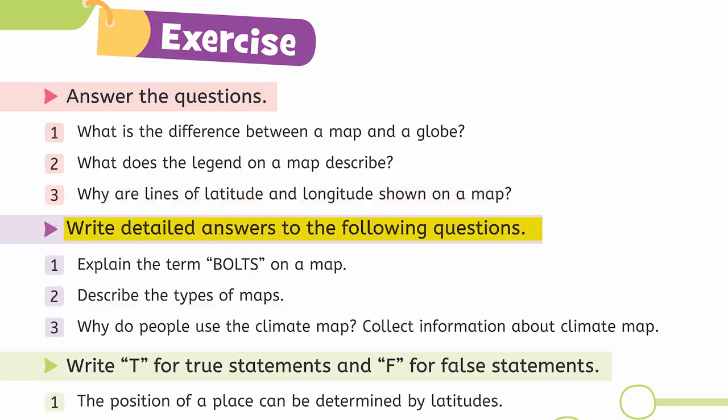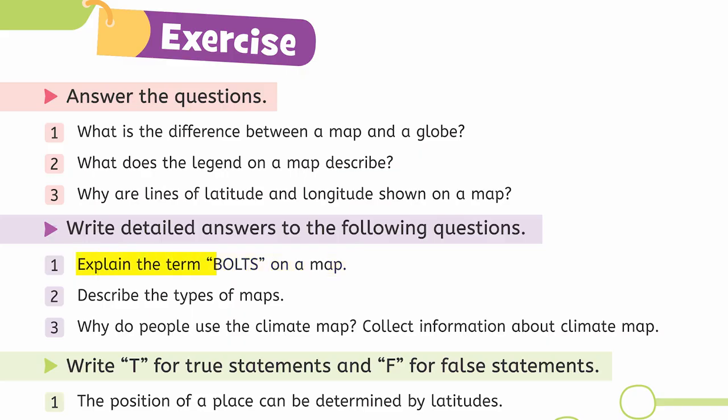Next is: write detailed answers to the following questions. Explain the term BOLTS on a map. BOLTS. To read the map, we need to understand its key elements. These important elements of a map can be remembered by the abbreviation BOLTS, which stands for: Border. The border of a map is the frame or edge around the map. It helps to set the boundaries of the map. Orientation. Orientation tells us the direction on a map. The four main directions are north, south, east and west, which are called cardinal directions. Maps usually have a compass or arrow to show the direction of the north.